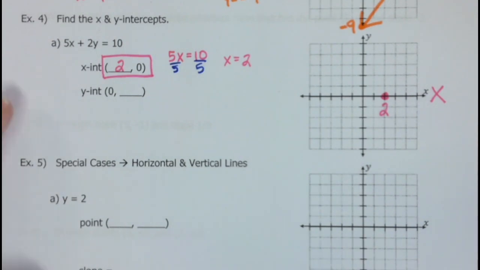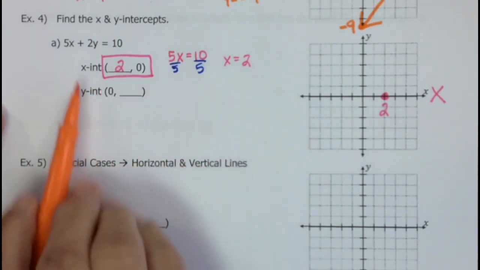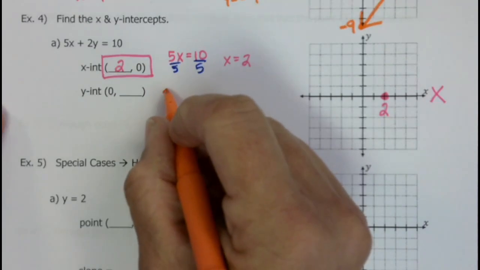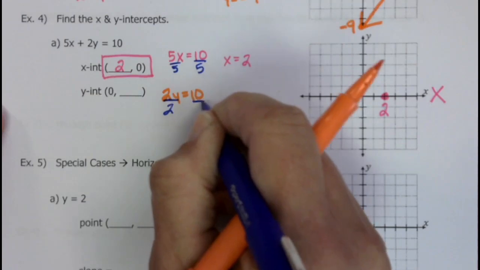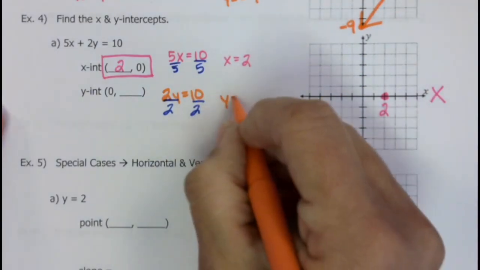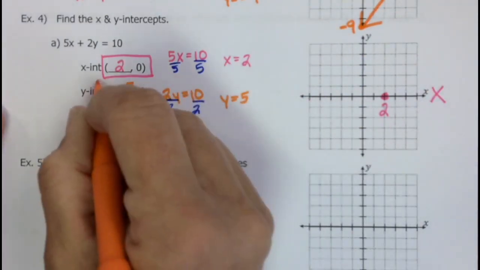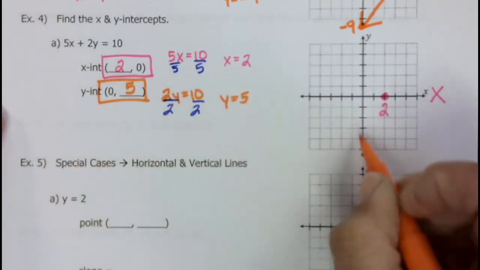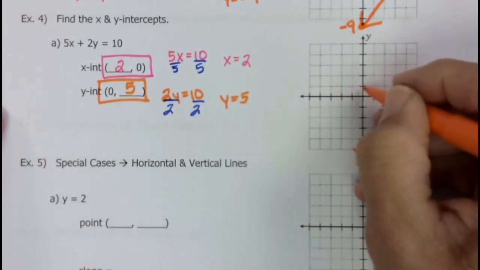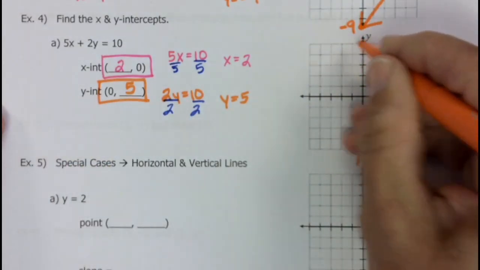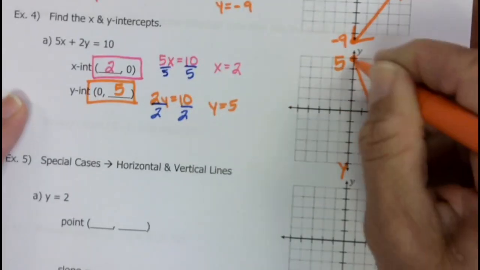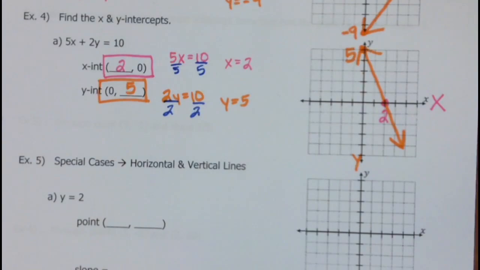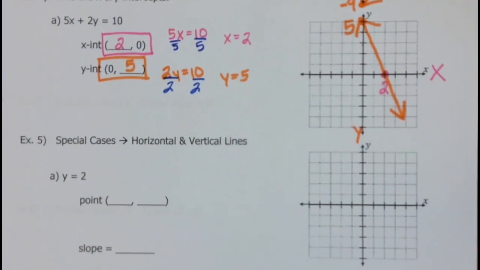Then the y-intercept. Again, for the y-intercept, we omit the x. So that would be 2y equals 10. And so y equals 5. And it's the ordered pair (0, 5). Again, it should be on the y-axis now at positive 5. 1, 2, 3, 4. Positive 5. And then just connect the two. Make sure you write them as ordered pairs, and then make sure you label them on your graph.